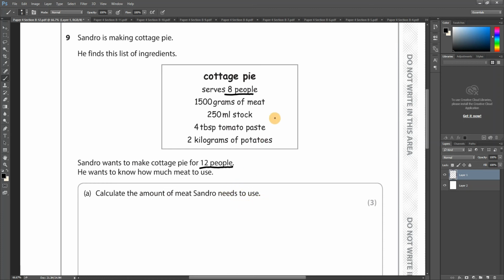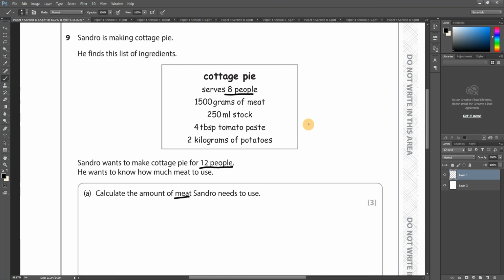So it's only talking about the meat. So we're not interested in the stock, the tomato paste, or the potatoes, or anything like that. We're only interested in the meat. Okay, so that's a very important thing as well. So you don't have to work out everything for 12 people, just the meat. So don't start working out all those other stuff. Waste of time. You're not going to get any extra marks if you do anyway.